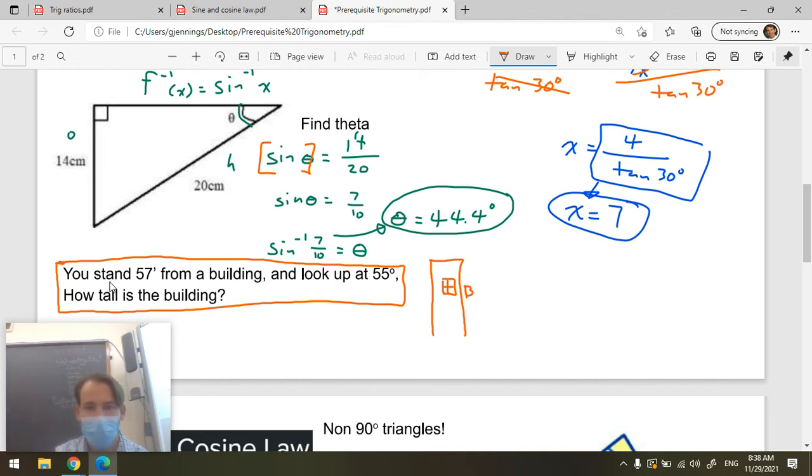And then I'm going to draw this picture to myself. So I'm going to be looking up at 55 degrees. I'm going to draw the angle of my sight here, and that's 55 degrees. And then, what else do I know? I know that I'm 57 feet from the edge of the building. So if it's 57 feet from the edge of the building and I'm looking up at 55 degrees, give me a guess. First guess, how tall would you think this building's going to be?